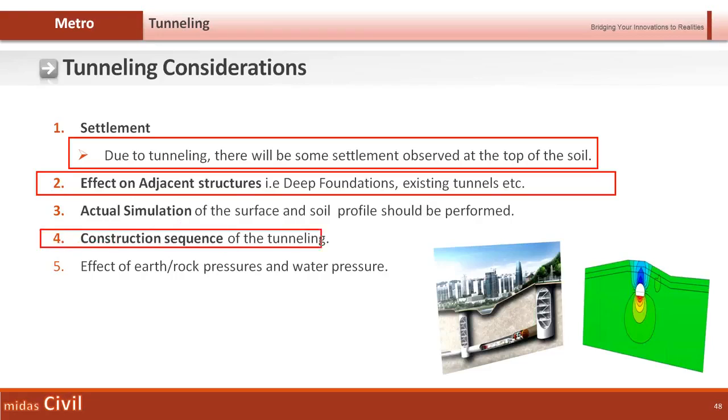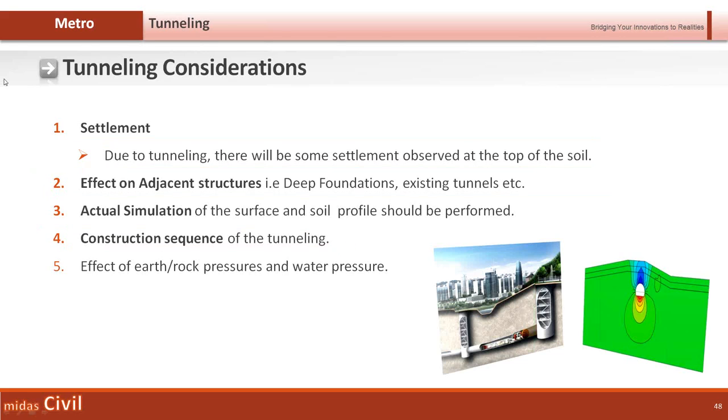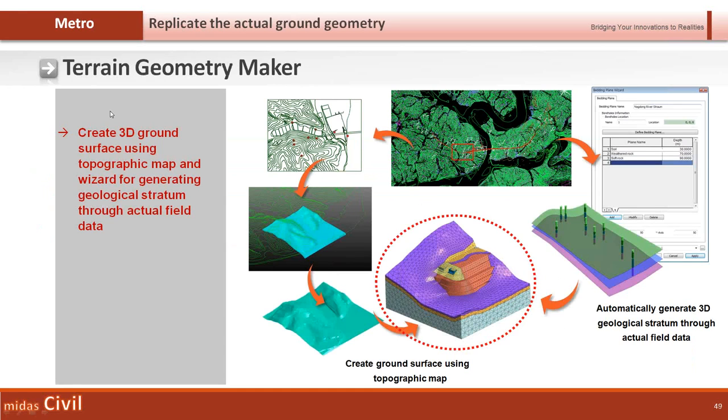Also, the construction sequence of the tunneling becomes one of the major considerations. I mean, how you are going about the tunneling, how you are constructing the tunnel, what method you are applying. And after that, the pressures: the earth and rock pressures, and the water pressure that is coming. So for this we have Midas GTS.